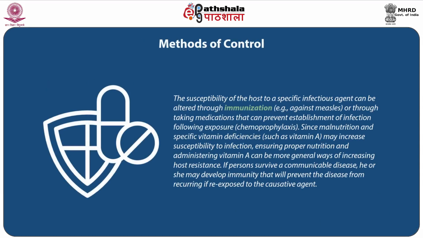The susceptibility of the host to a specific infectious agent can be altered through immunization, for example against measles, or through taking medications that can prevent establishment of infection following exposure, chemoprophylaxis. Since malnutrition and specific vitamin deficiencies such as vitamin A may increase susceptibility to infection, ensuring proper nutrition and administering vitamin A can be more general ways of increasing host resistance. If persons survive a communicable disease, he or she may develop immunity that will prevent the disease from recurring if re-exposed to the causative agent.